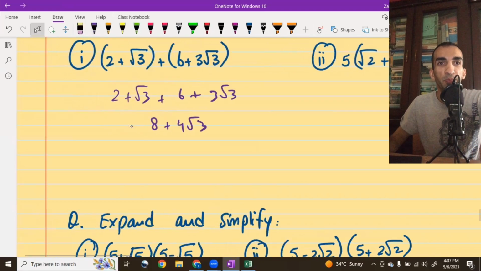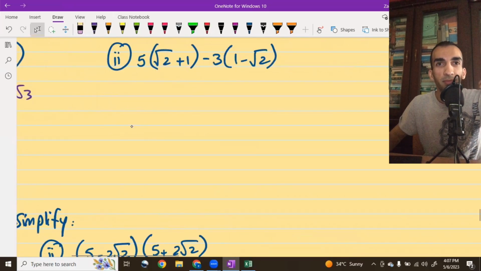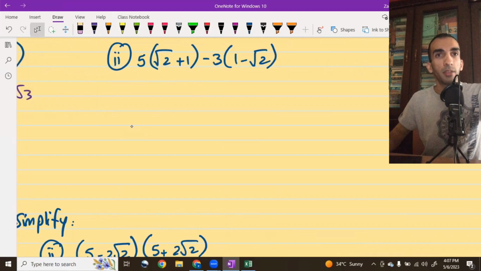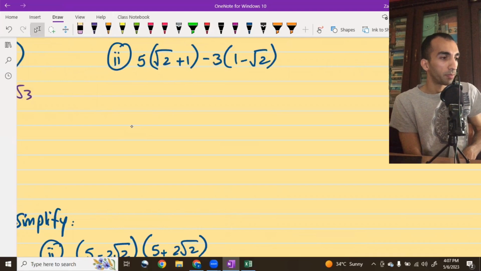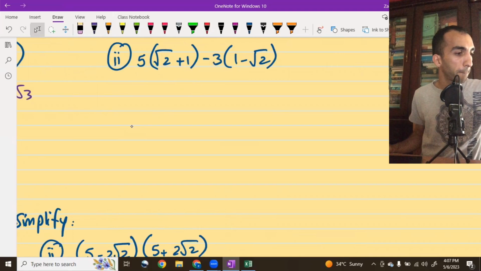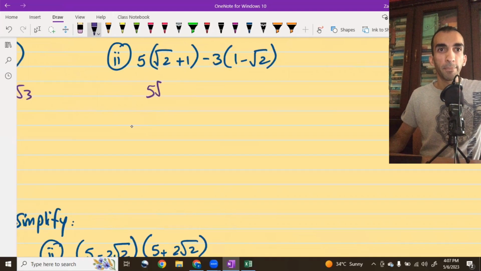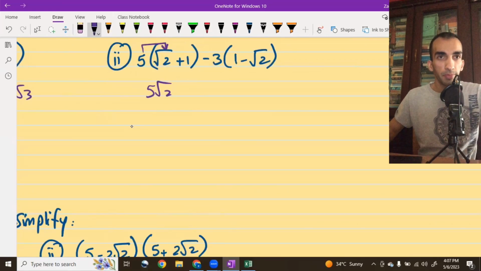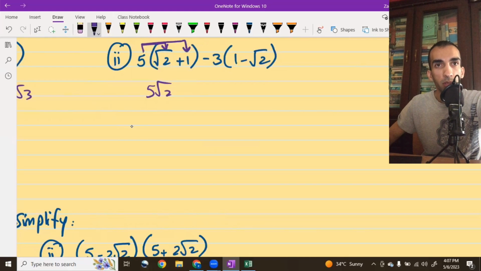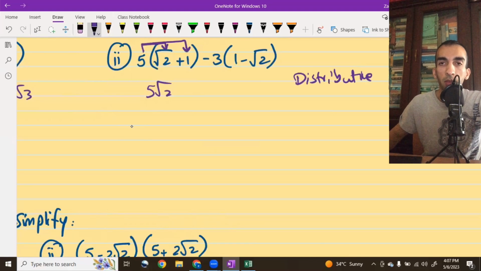Part 2. Before I can open up the bracket, what should I do? Multiply the 5 in between. Essentially asking me to multiply these, right? 5 square root of 2. And if I multiply this with this, that's called the distributive law or the distributive property. Which states if you have a number outside a bracket, you're supposed to send that number to all of the elements or terms inside the bracket.